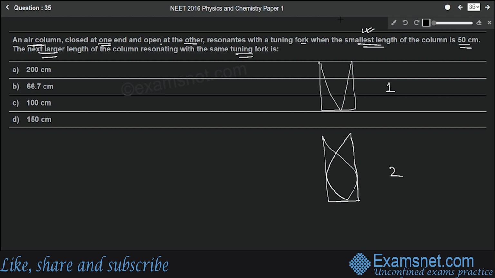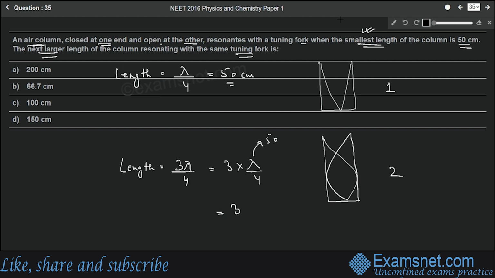And we know that for first harmonic, the length will be equal to lambda by 4. So the value of lambda by 4 is given as 50 centimeter here. And in the second case, length will be equal to 3 lambda by 4. Okay. And we know that lambda by 4 is equal to 50. So it can be written as 3 into lambda by 4, and lambda by 4 is equal to 50. So 3 into 50, that means 150. And the unit is centimeter. So 150 centimeter will be the answer simply. So option D will be the correct answer.